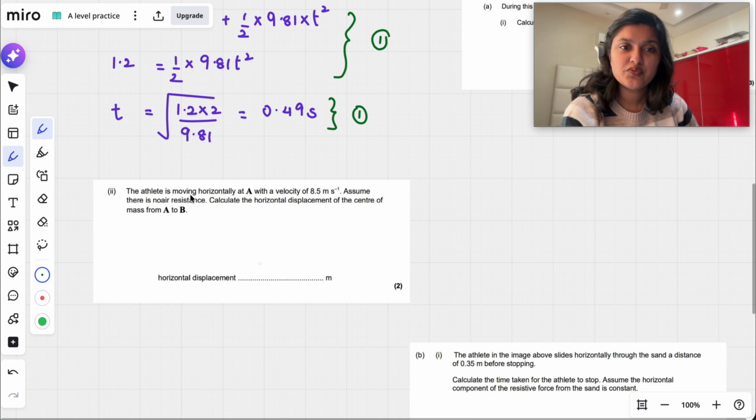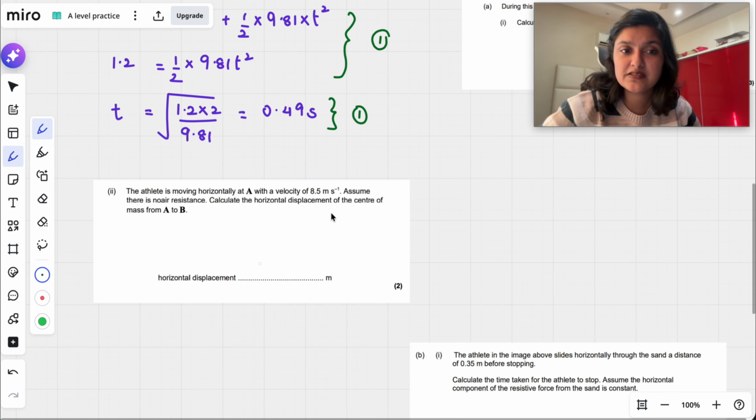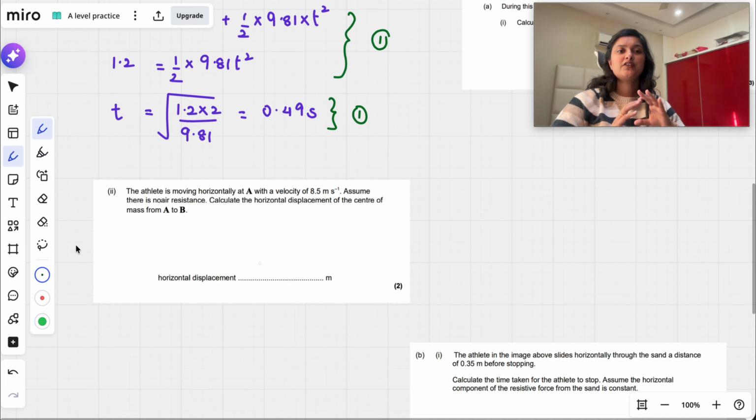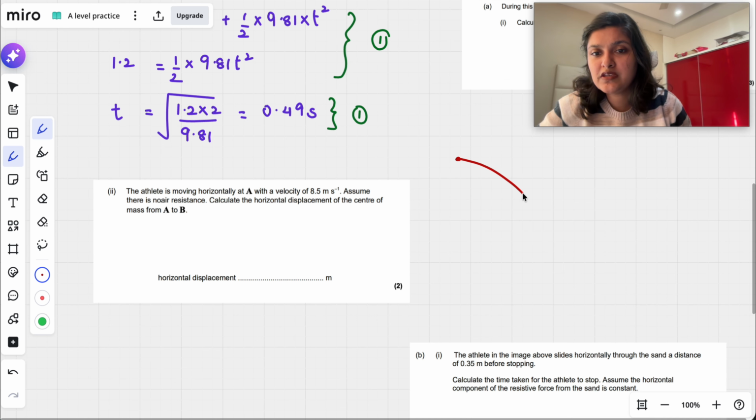The athlete is moving horizontally at A with a velocity of 8.5 meter per second. Assume that there is no air resistance. You have to calculate the horizontal displacement of the center of mass from A to B. So for the horizontal displacement, we have to consider the horizontal motion. So when it's going from A to B, it's covering a horizontal distance. In this case, they have given you the initial horizontal velocity, which is u, that is 8.5.